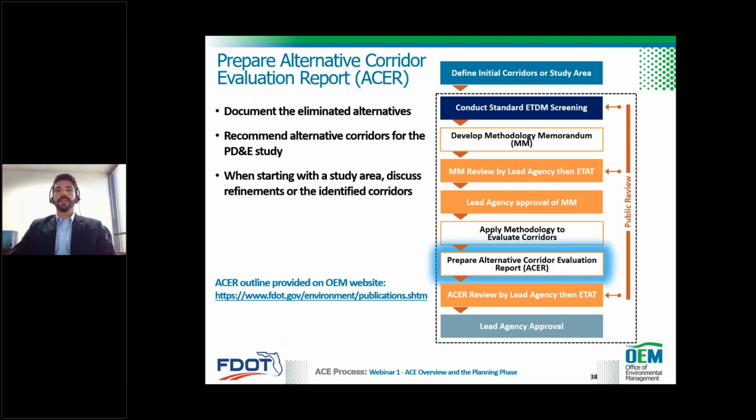Now it's time to take all of the data and results from the analysis and wrap it up in an alternative corridor evaluation report, or ACER. The ACER documents the alternatives that are eliminated or carried forward to the PD&E study or next phase of the project. Depending on the goal, it could also be used to document the newly identified corridors or the refined study area. When developing the ACER, it's good practice to reach out to OEM to get the latest sample of ACERs from other projects. There's also an ACER template on the OEM website, on the screen and available as a handout in the GoToWebinar application.